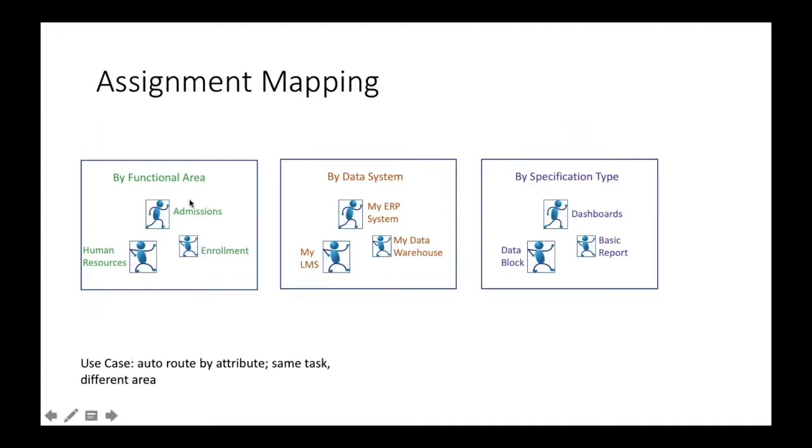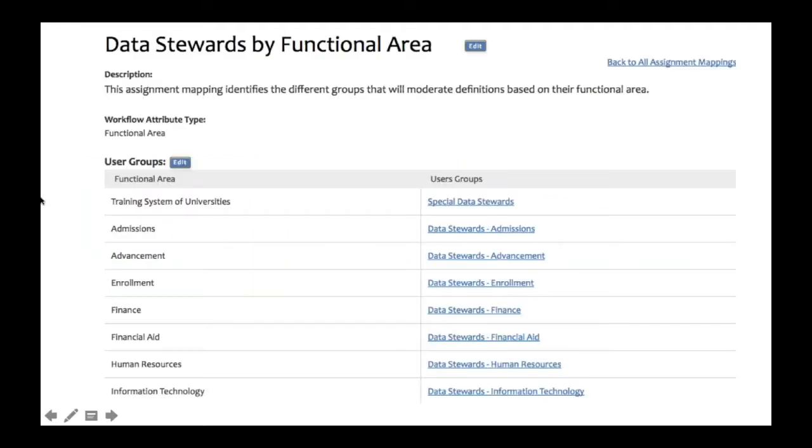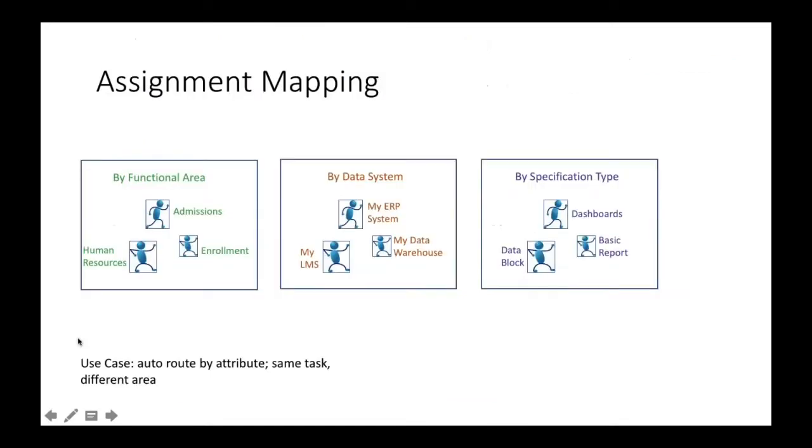Assignment mapping, here's 3 examples: one by functional area, one by data system, and one by spec type. So you would have a user group here. This is by functional area, perhaps admissions: data steward for admissions, data steward for enrollment, data steward for human resources. Or by data system: technical editors for my ERP, technical editors for my data warehouse.